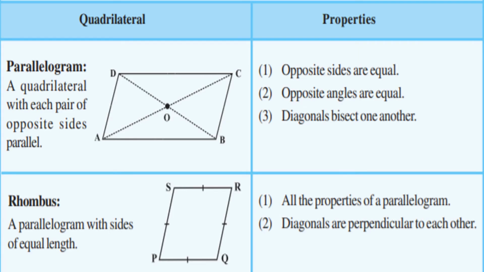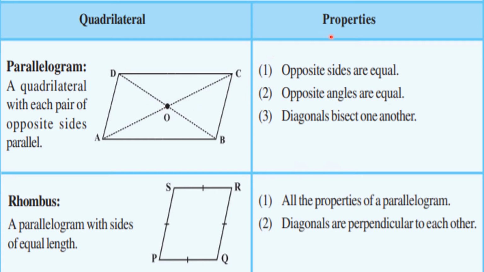Now come to the different types of quadrilaterals and their properties. Parallelogram: a quadrilateral with each pair of opposite sides parallel. There are two pairs of opposite sides: AB and its opposite side CD, BC and its opposite side AD. So AB is parallel to CD and BC is parallel to AD. Then this quadrilateral is called a parallelogram.